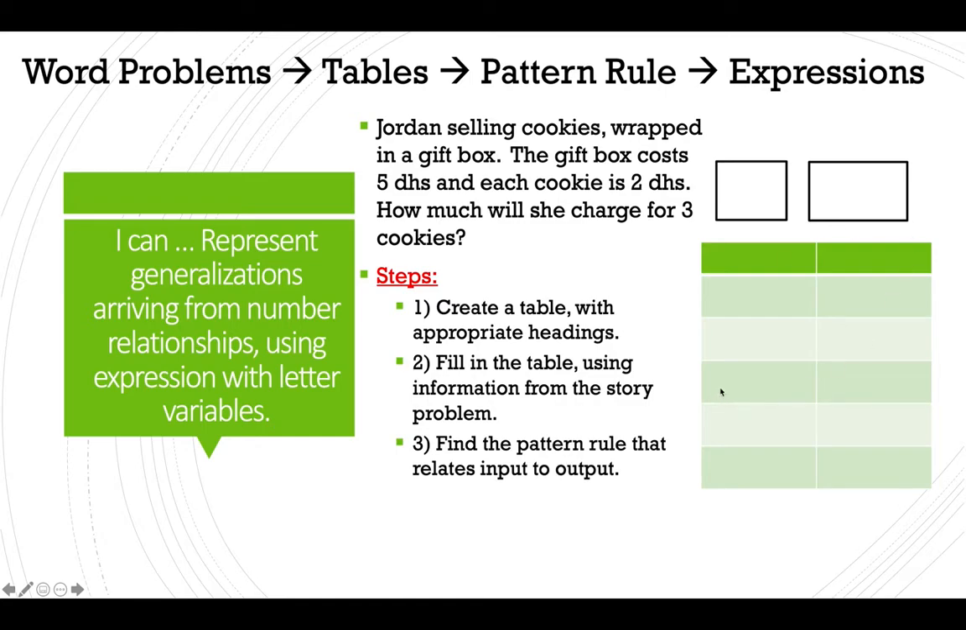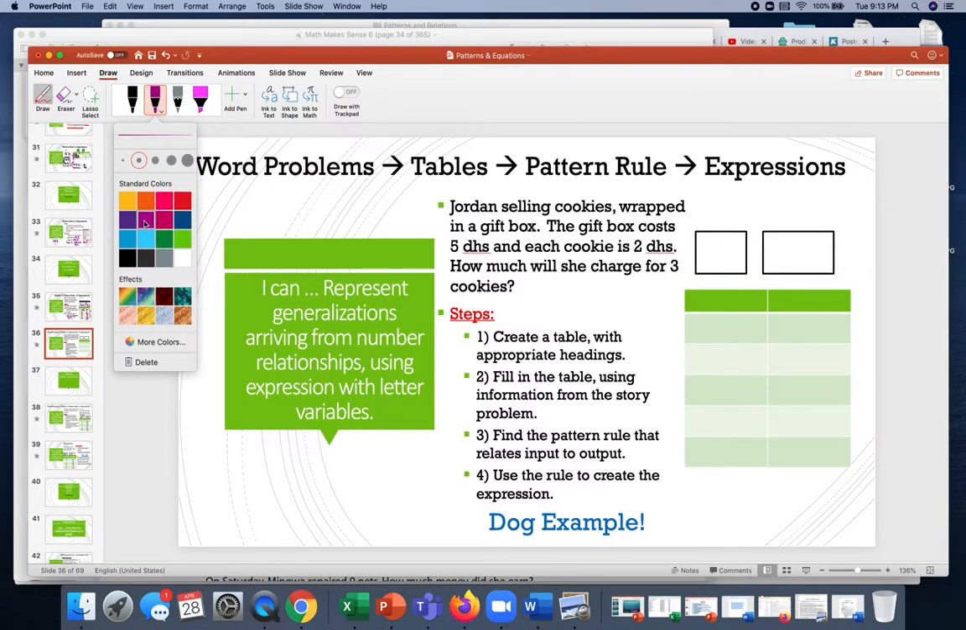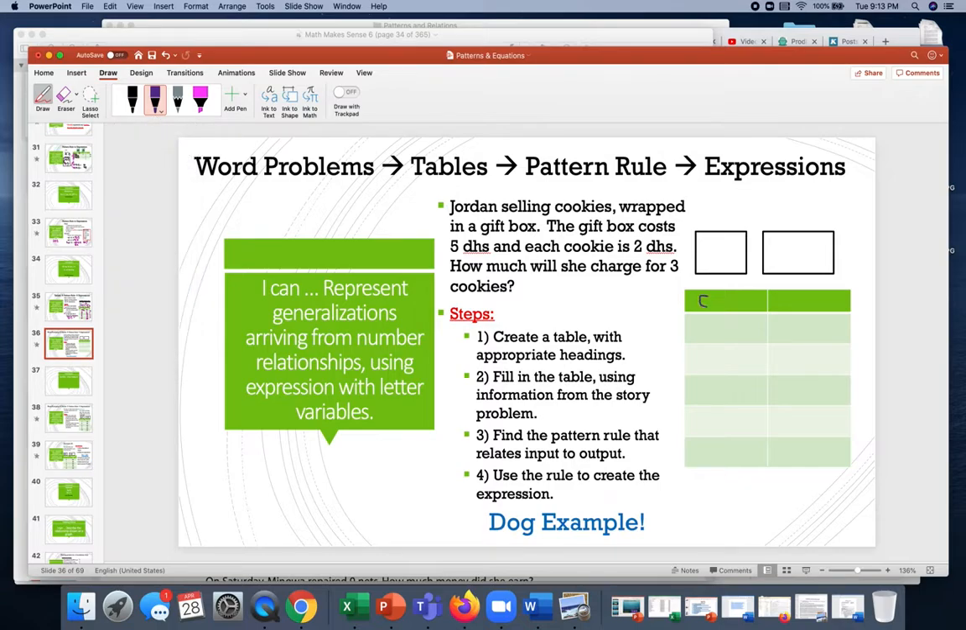Then, who can guess the next step? It is 2. So here were word problems, tables, pattern rule, and then we're going to the expression, okay? So, alrighty, now this is where we have to think about what is going on in this example. Okay, so she is selling cookies, and then she's going to get an income.